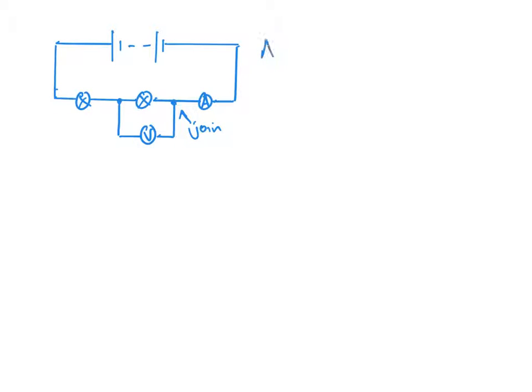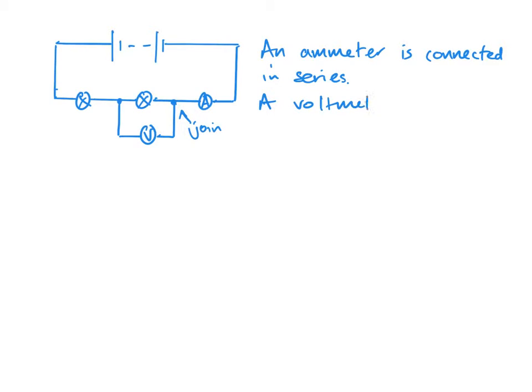And in words to reinforce, an ammeter is connected in series, and we always talk about the current through something. A voltmeter is connected in parallel when we talk about the voltage across something.